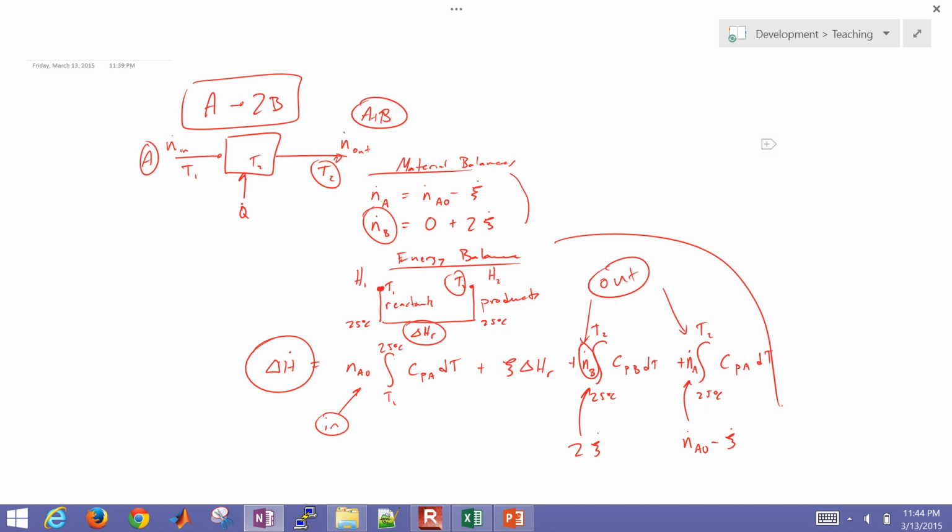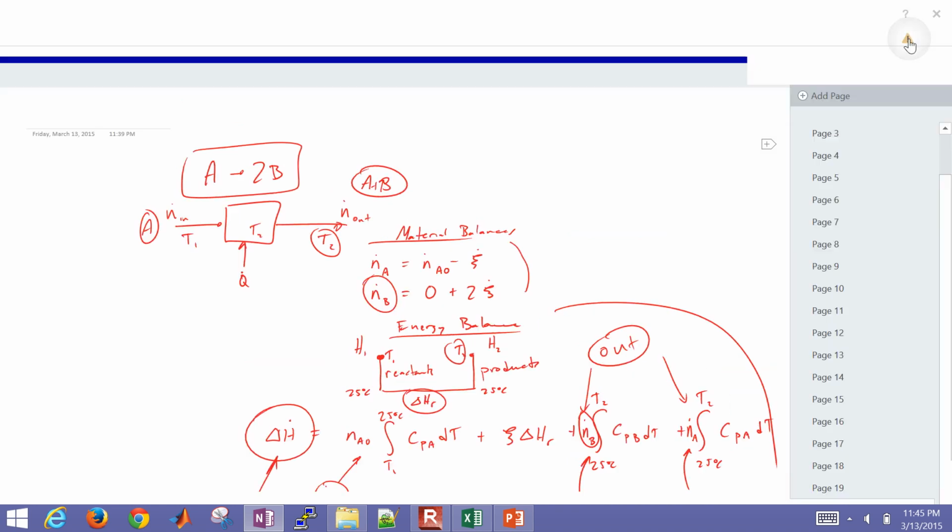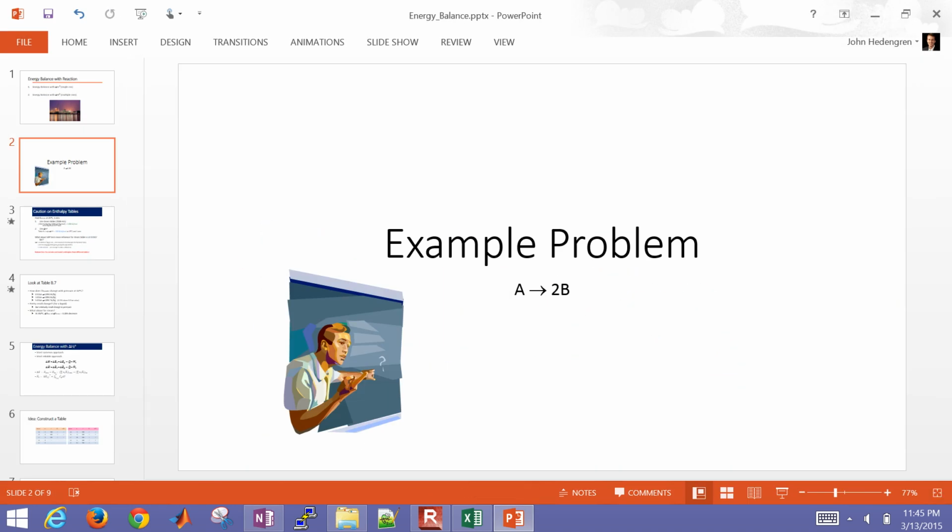Now you might have a Q value that would be input as well, but delta H is going to go into your energy balance, and then your energy balance would have the Q in there. So one of the things we want to look at is, for example, the specific enthalpy of water at 25 degrees Celsius and 1 atmosphere.